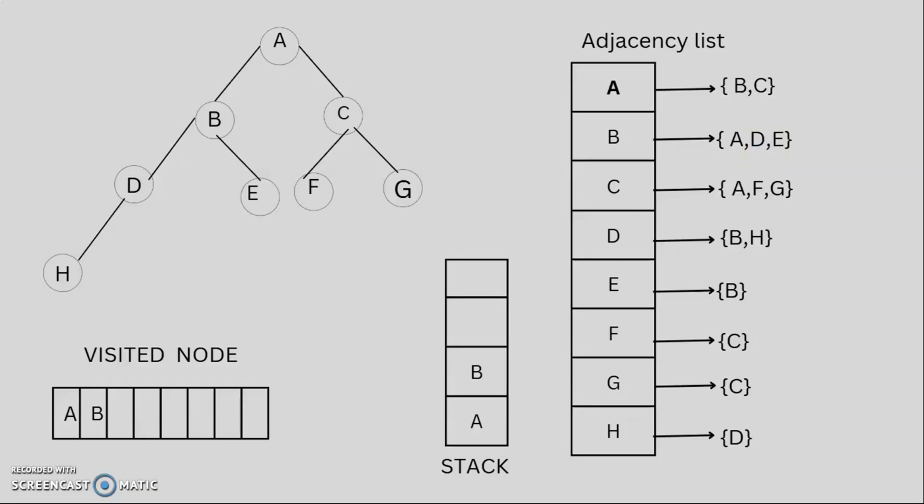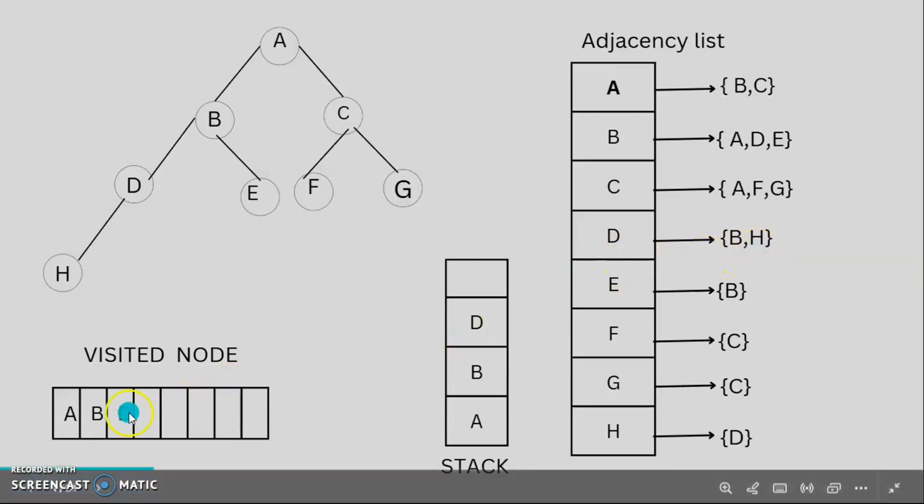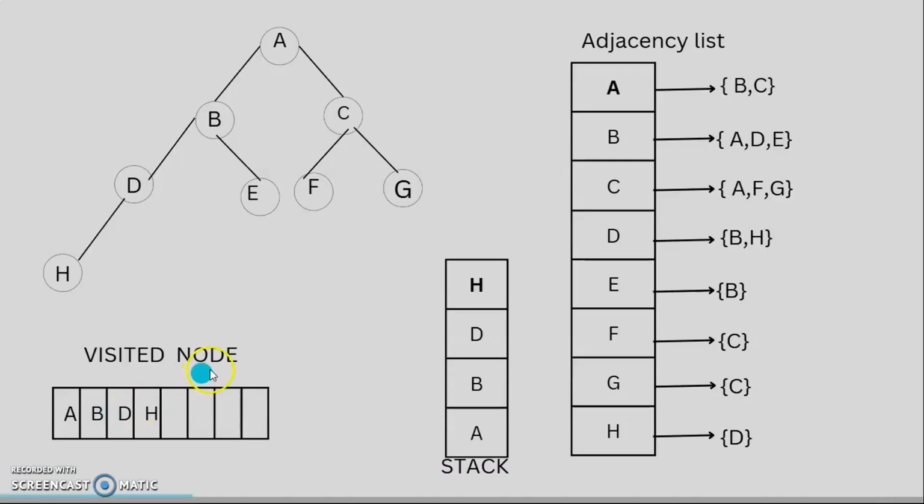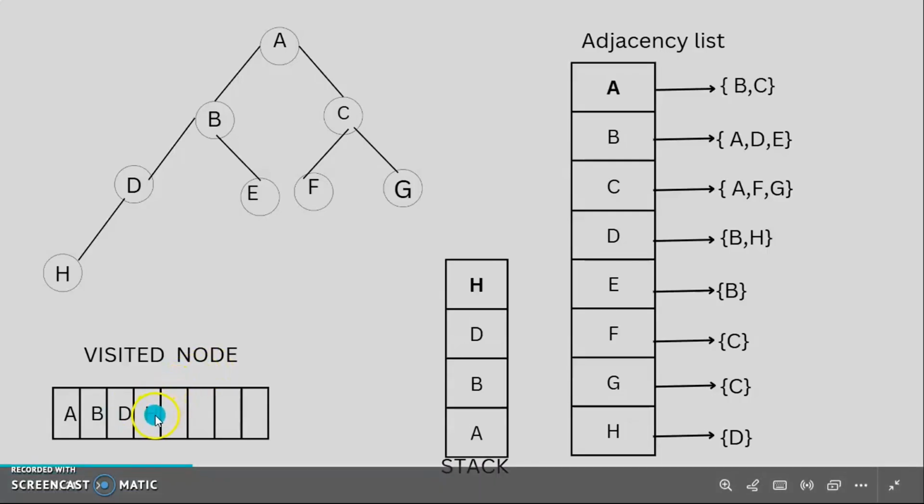So you enter the node D in visited node and also in the stack. That is what we have done. Now we refer to the adjacency list of D. What are the nodes you find? B and H. B is already available in the visited node, but H is not available in the visited node. So what you should do? You should refer to H next. So you put the node H in the visited node list and also in the stack.